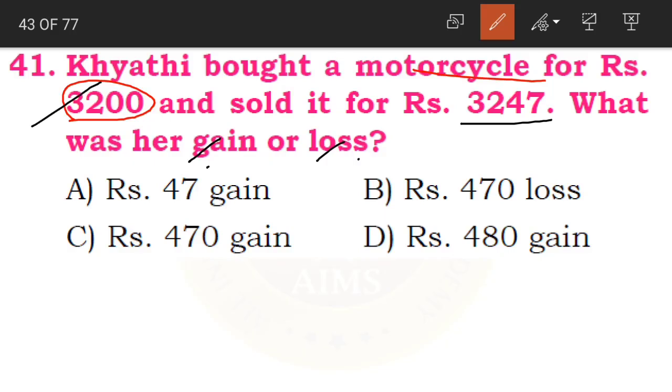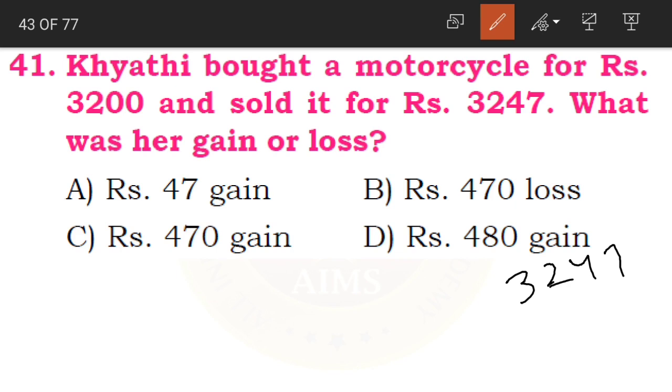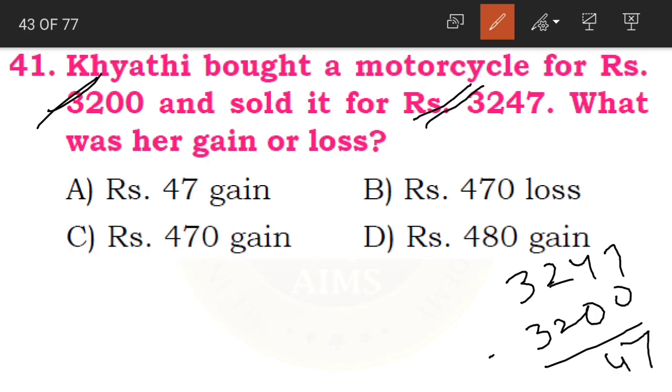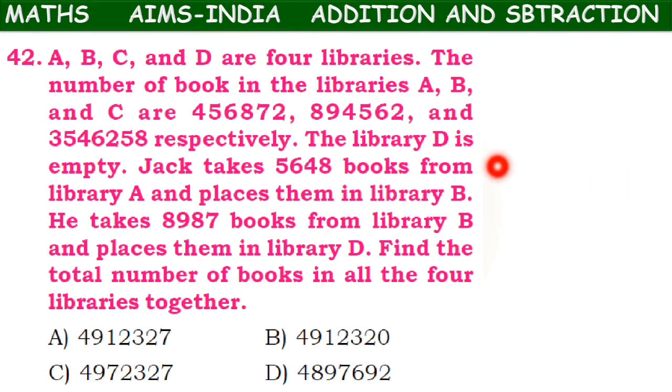See, I have bought an item for less amount and sold for higher amount. So what will this be called? This will be called as my gain. Now when I sell it for a lesser price, it will be my loss. So here we are having gain. Now how much did she gain? Subtract both. Subtract the selling price and the cost price. Now here 7 minus 0, 7, 4 minus 0, 4, 32 minus 32 is 0. What is the answer children? 47 rupees. What is this 47 rupees? Gain. Clear?